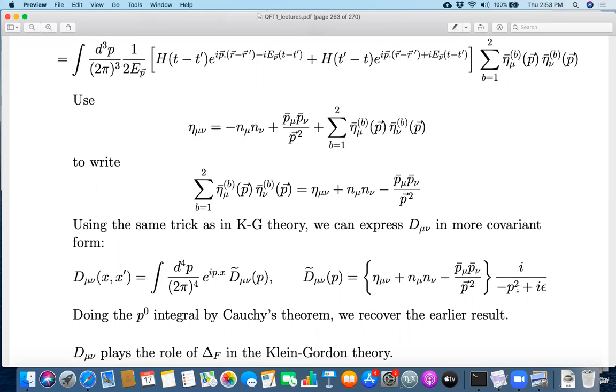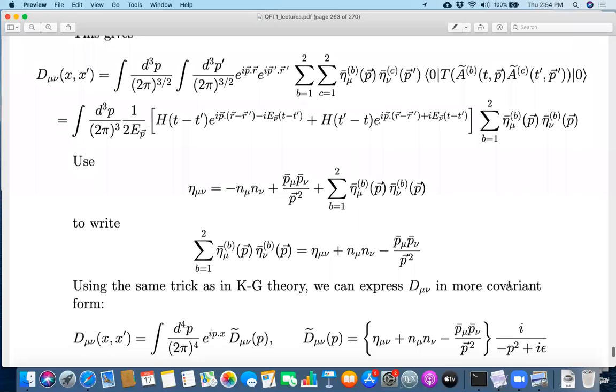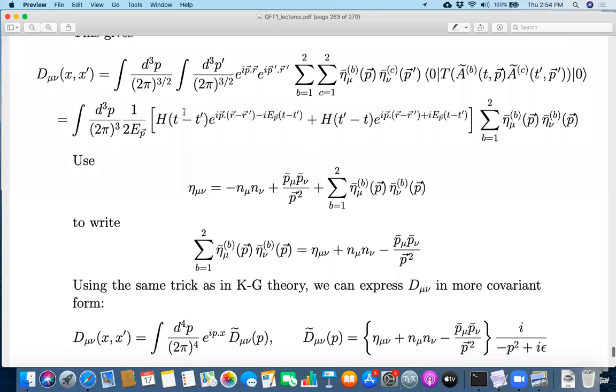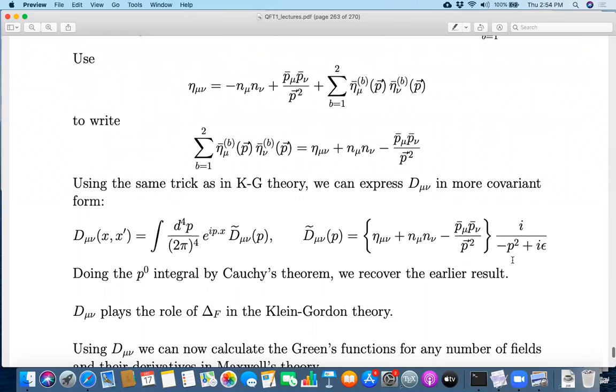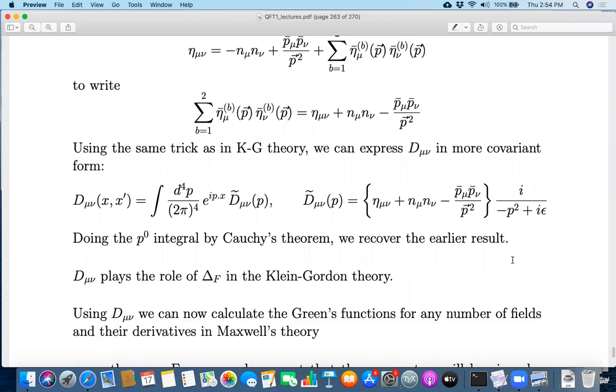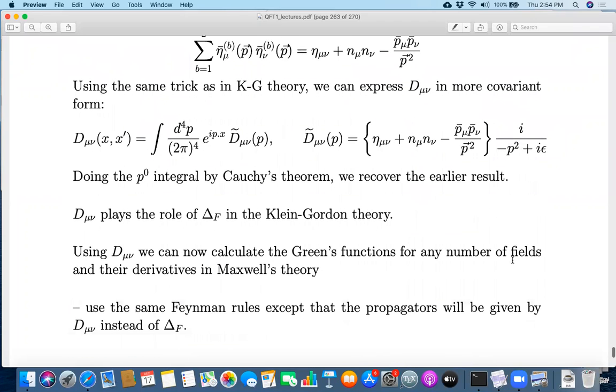Okay. So the idea is that if you take this and then do the p^0 integral by Cauchy's residue theorem, you will basically reproduce this structure over here, just as in the case of Klein-Gordon field theory. The only difference here is that there is a non-zero mass term. Here the mass is 0. Okay, are there questions, comments?